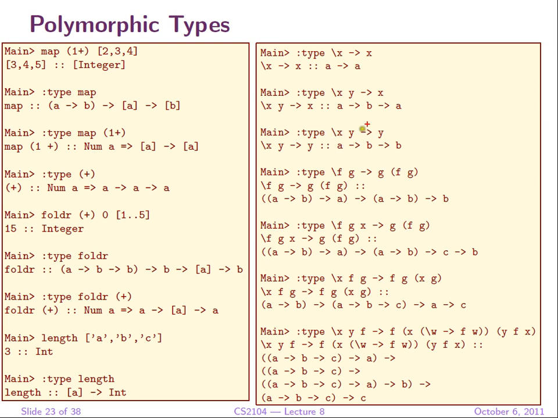A function that takes two arguments, x and y, and returns y. So I can't make any assumption about the type of x and y, so they must be as general as possible. So I'm going to say that x has type A, and y has type B. I'm going to invent some type variables for these two arguments. But then since I'm returning y, the return type must be the same as the type of y. So the return type must be B. Okay?